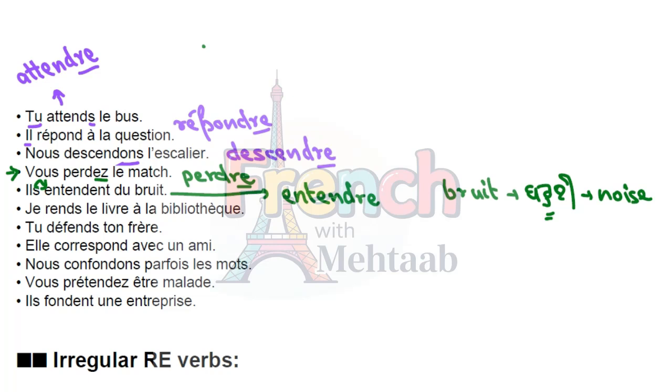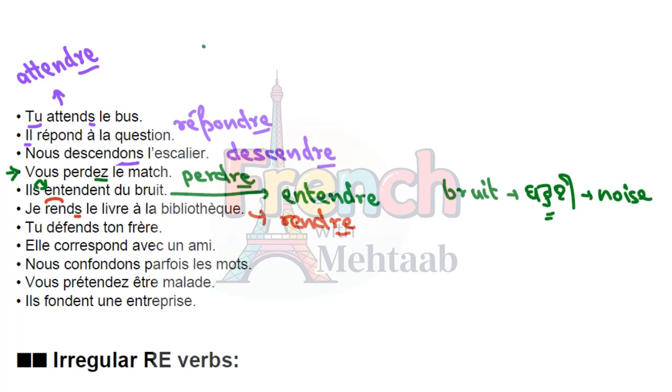Next sentence is je rends le livre à la bibliothèque. Je rends, from the rendre verb, okay? For conjugating it with je, we drop this re from the end. We would add s here, but the ds at the end is not pronounced, so the only pronunciation would be ren. Je rends. I give back le livre, the book, à la bibliothèque, to the library.